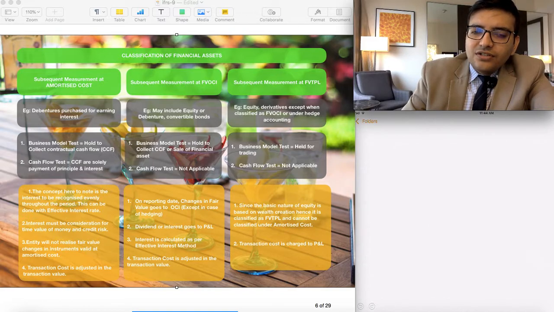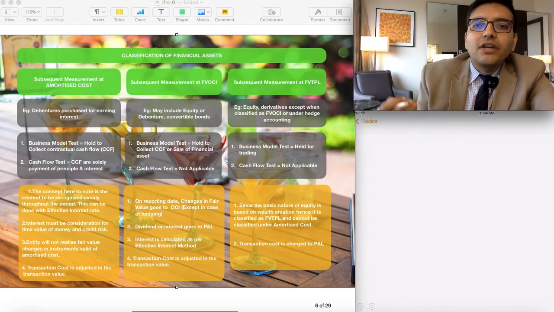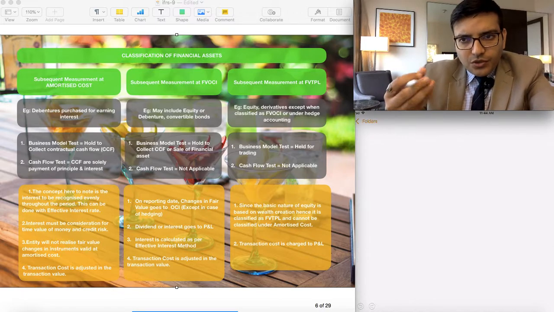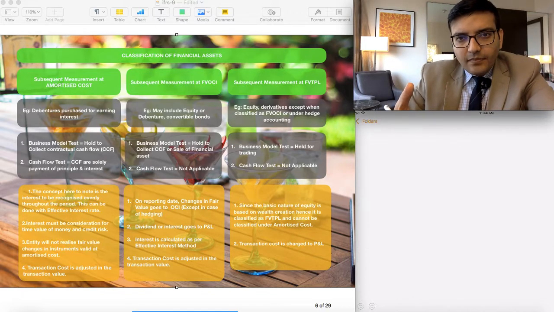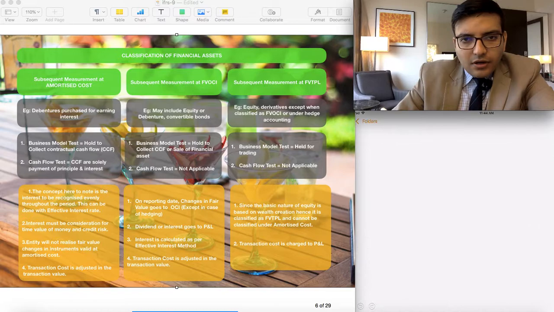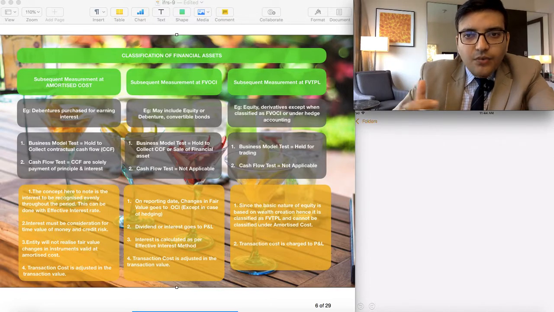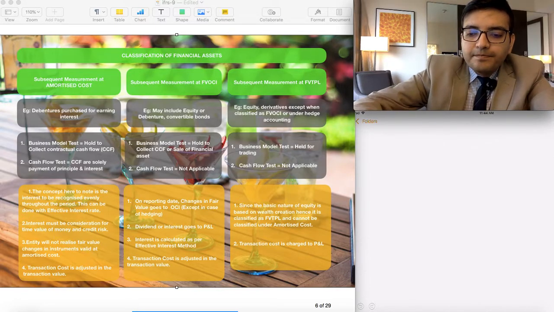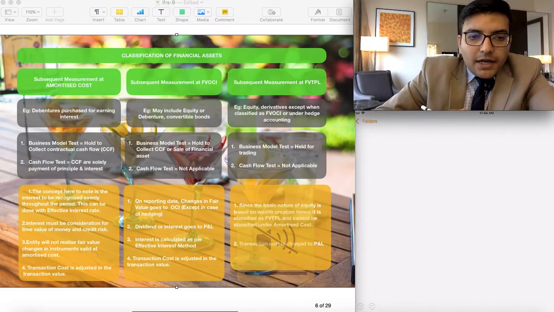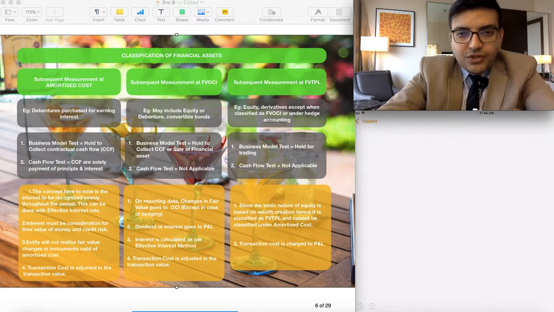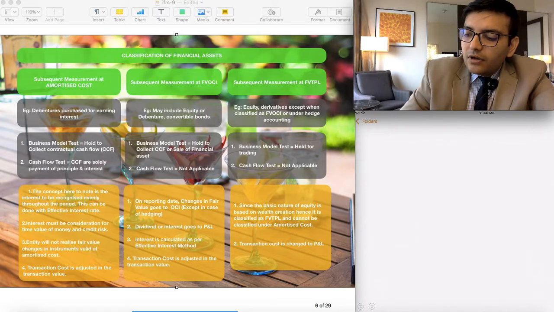Why these 3 classifications? They made it very simple. They said just see the business model of the company, what the company wants to achieve. You just have to see the business model, then only you'll be able to understand which asset should be classified where. So the first classification they gave was amortized cost. Now, what is this amortized cost method?